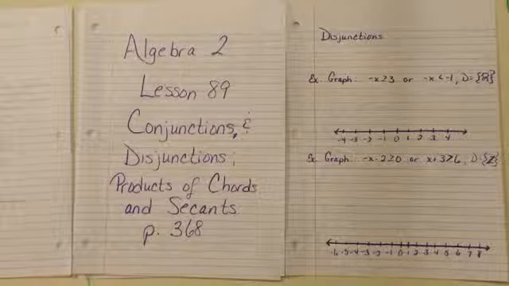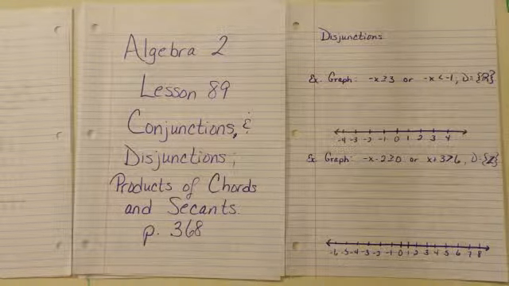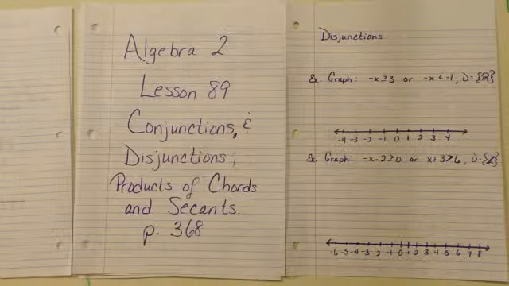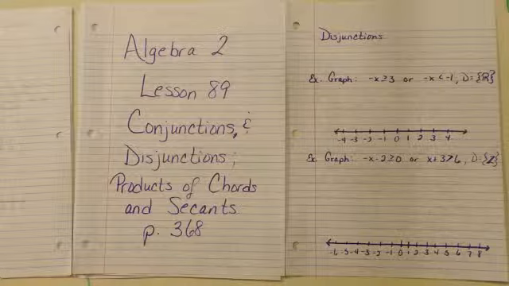Hi, this is Algebra 2, Lesson 89. We're going to talk about conjunctions and disjunctions and the products of secants and chords. We're starting on page 368.